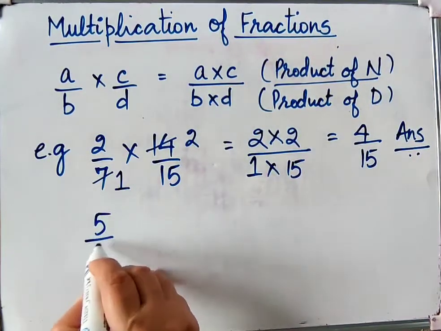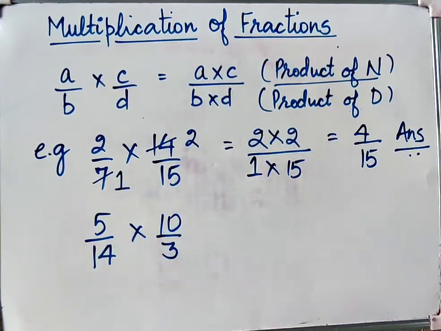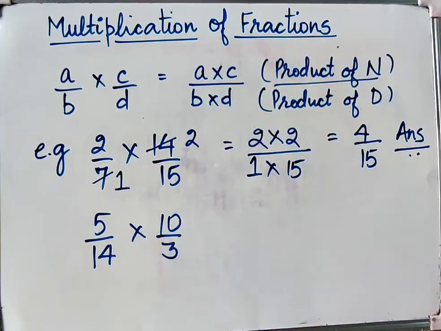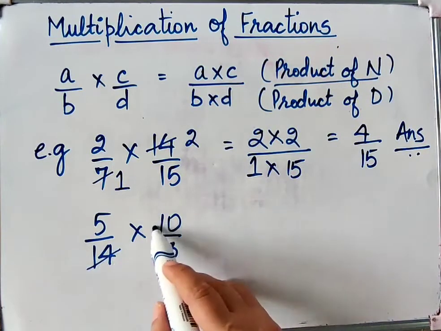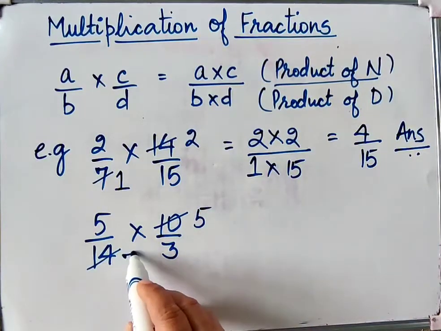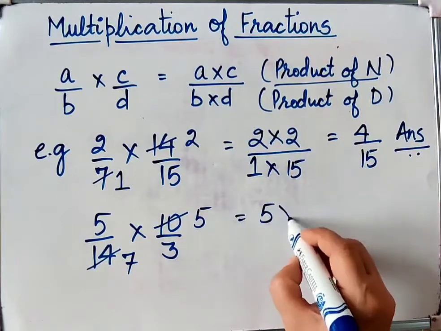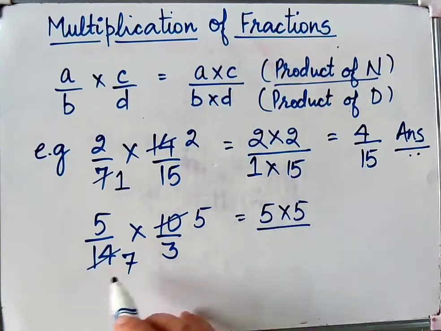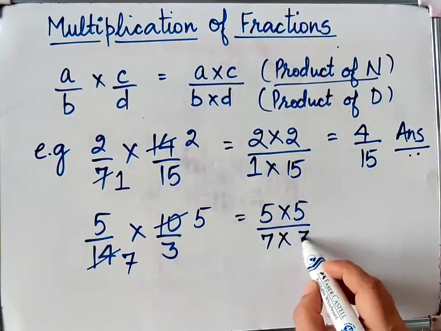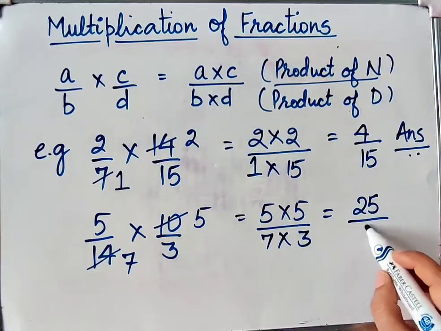I have to multiply 5 by 14 by 10 by 3. Now 14 and 10 are multiples of 2. Therefore, dividing these two numbers by 2: 2 5 times gives me 10, 2 7 times gives me 14. So in the numerator part we are left with 5 into 5, and in the denominator part we are left with 7 multiplied by 3. 5 5s are 25 and 7 3s are 21.